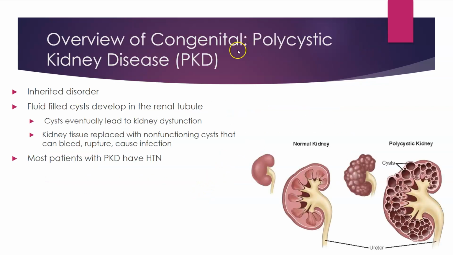As an overview, polycystic kidney disease is an inherited disorder. The bad thing that happens with this one is that the cysts eventually will lead into kidney dysfunction because the cysts develop in the renal tubules and cause the glomeruli and the renal tubules not to function correctly. And so that's bad enough in and of itself, but the other thing that can happen is that these cysts can grow too big and they can rupture, and then they cause bleeding and infection and other bad aspects of it as well.